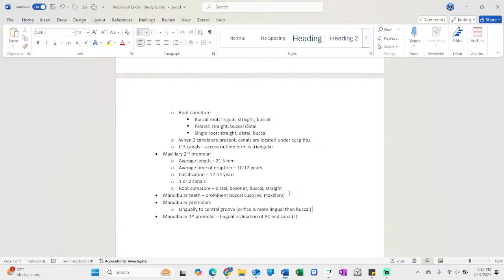So this is where tissue and caries and those sorts of things can hide out and cause you to be unsuccessful. So making sure that you've got that kind of straight line access and cleaning this here is going to be important. So that's for the premolars there.